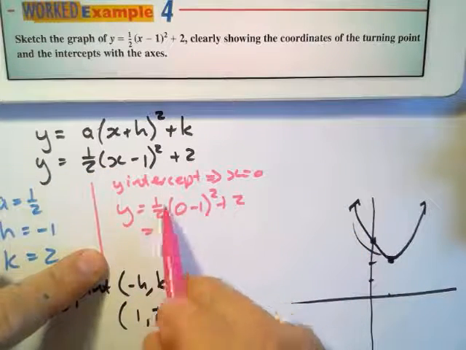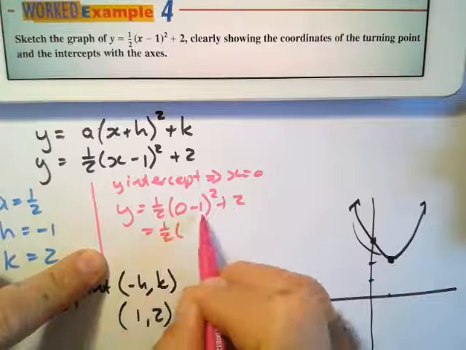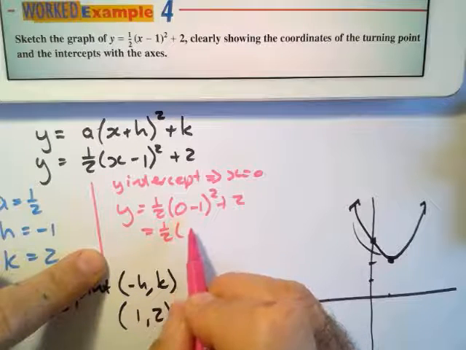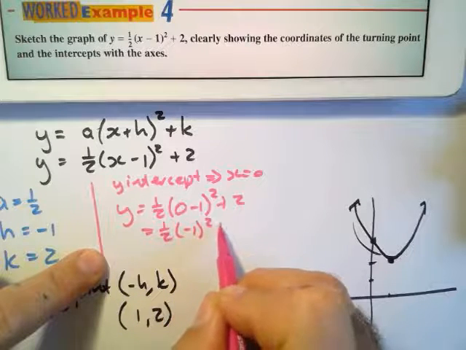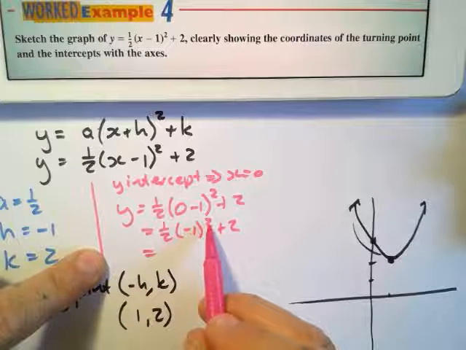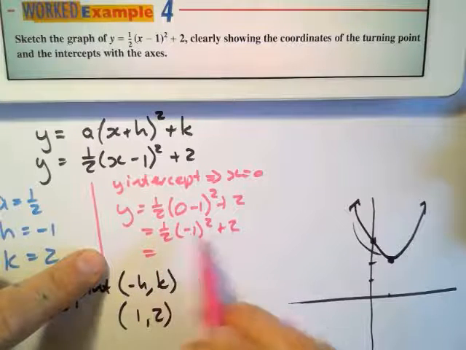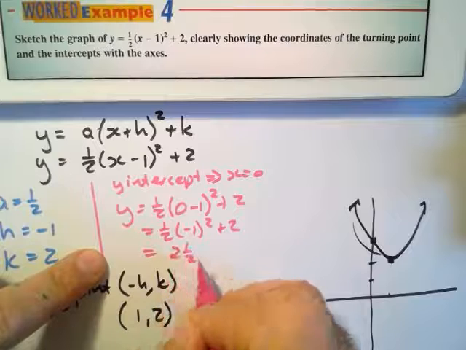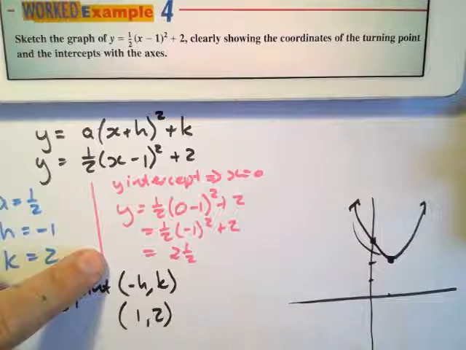This becomes a half times 0 take away 1 is -1. So it's (-1) squared plus 2. (-1) squared is 1, times a half is a half. Half plus 2 is 2.5. So my y-intercept is 2.5.